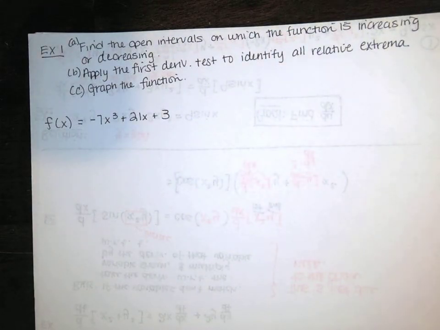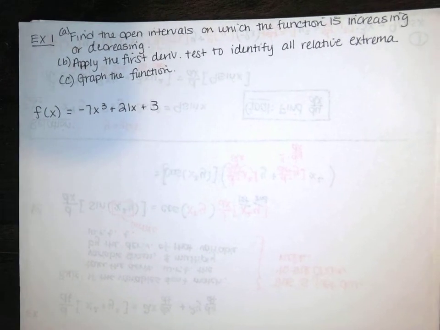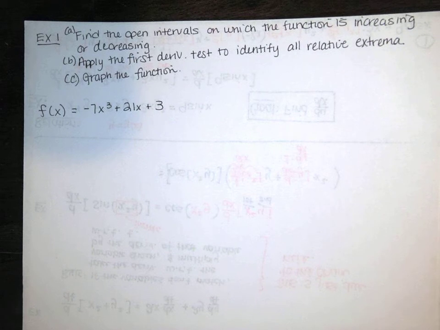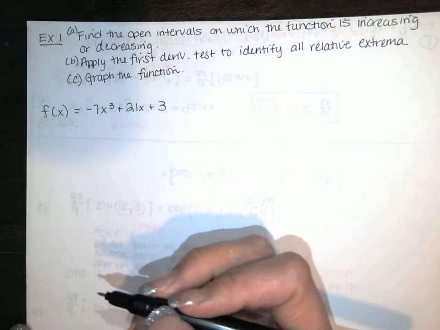Okay, so here are the questions. We're asked to find the open intervals on which the function is increasing or decreasing. Then we're asked to apply the first derivative test to identify all relative extrema, and then we'll graph the function. Start out with an easy one. We'll just do a polynomial function.